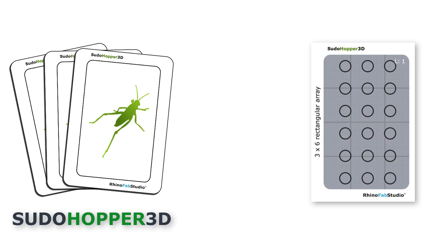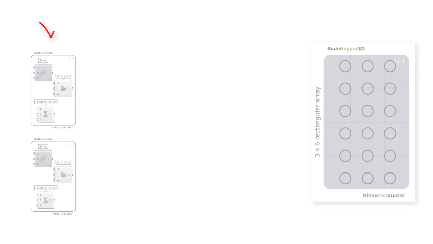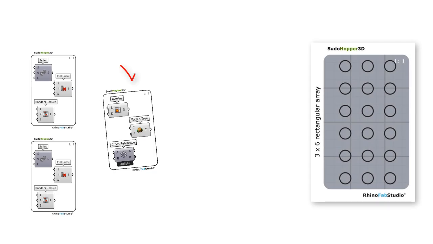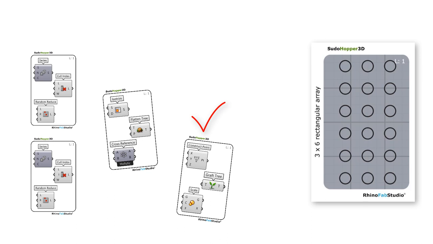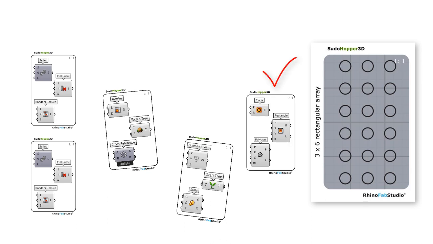This assignment is used in many definitions. We need a rectangular array of points, and in each point, assign a circle.